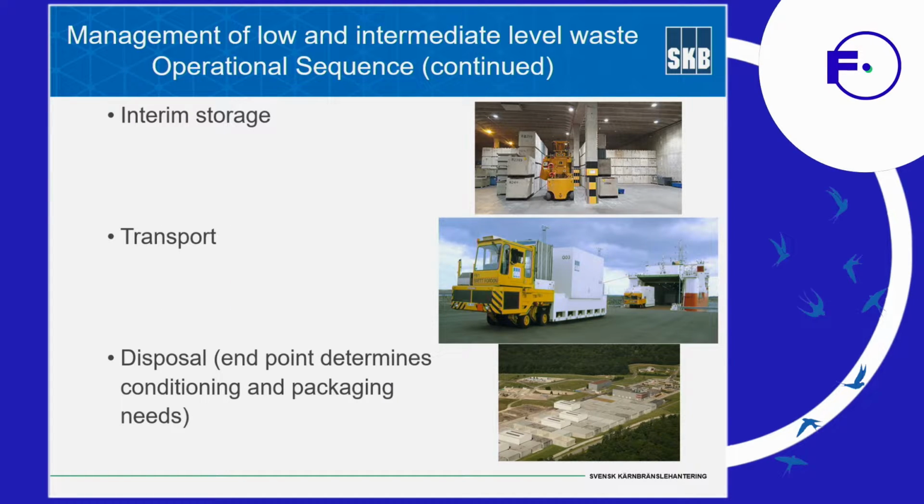Once you have solidified and packaged the waste, it normally has to go to an interim storage facility. And on this slide, you can see an interim storage at Ringhals, where the packages are handled with a shielded forklift truck. Then it's being transported to a disposal facility, which could be close to the reactor or far away. And the picture shows the Swedish transport system with heavy containers. And the final endpoint of management is disposal. And this endpoint determines the needs for conditioning and packaging before disposal.